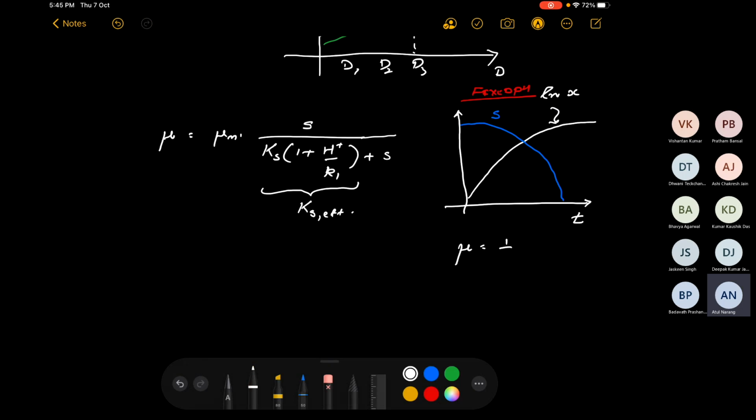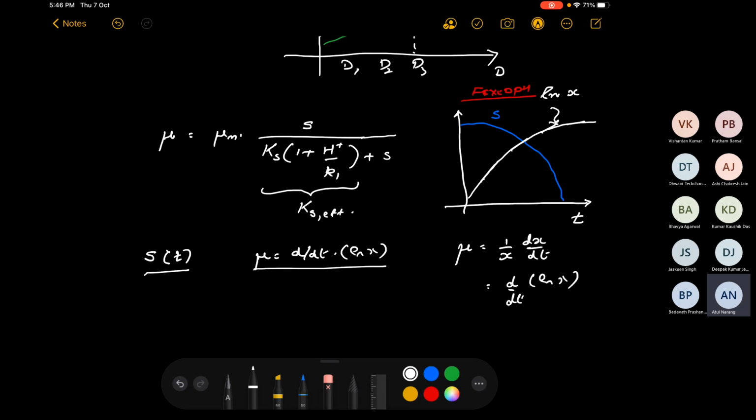Mu equals 1 over x dx/dt, which for a shake flask is equal to d/dt of ln x. So that means from the slope of this graph at various times, you can find the value of mu at various times. Essentially, you plot S as a function of time, and you get mu equal to the rate of change of ln x as a function of time at various times. These have to be the same times.